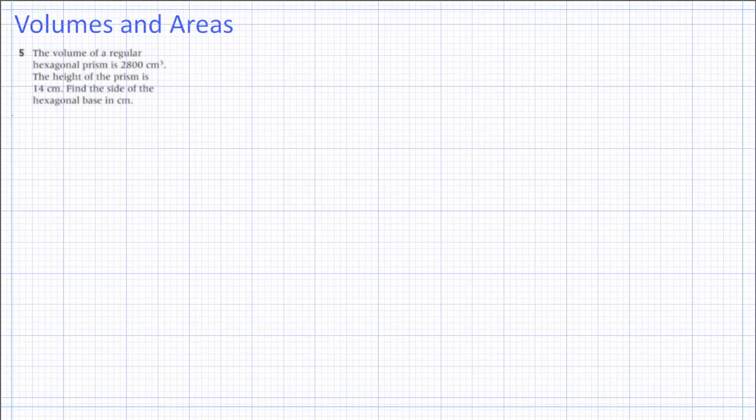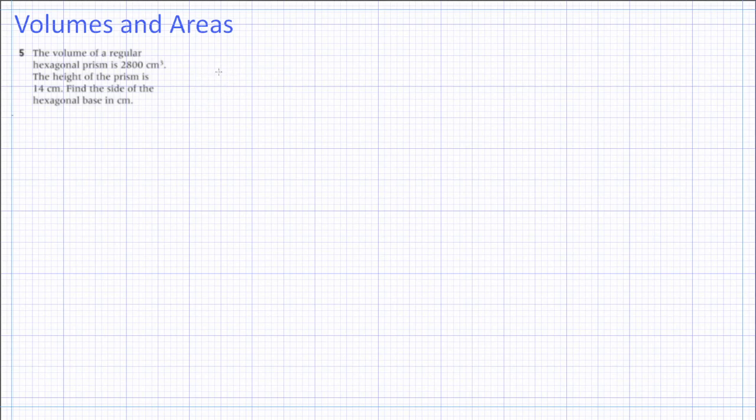Alright, so let's take a look at some of the doubts that you guys sent me. So this is Neville's doubt. So we've got a volume of a regular hexagonal prism, and it's 2,800 cubic centimeters. The height of the prism is 14 centimeters. So find the side of the hexagonal base in centimeters.